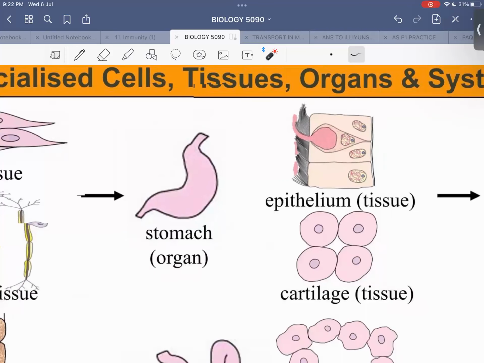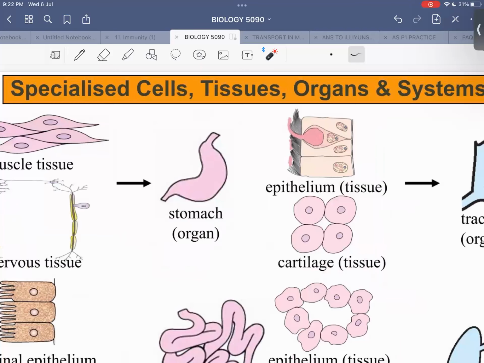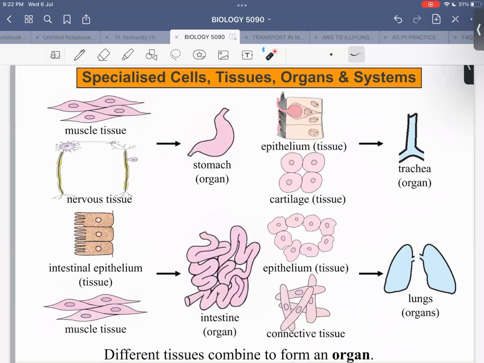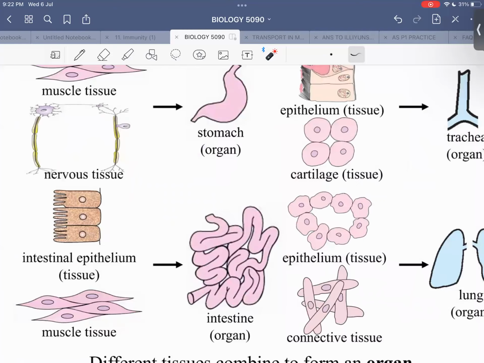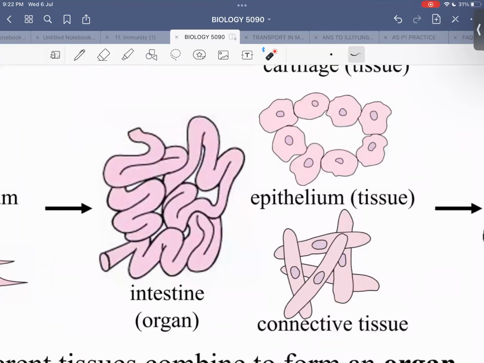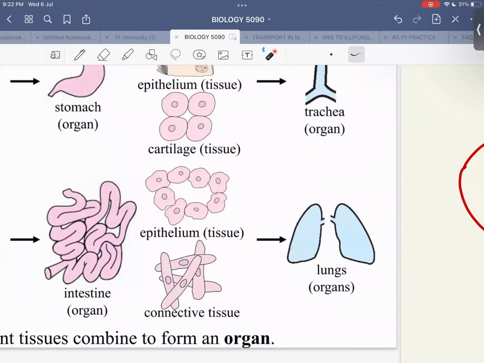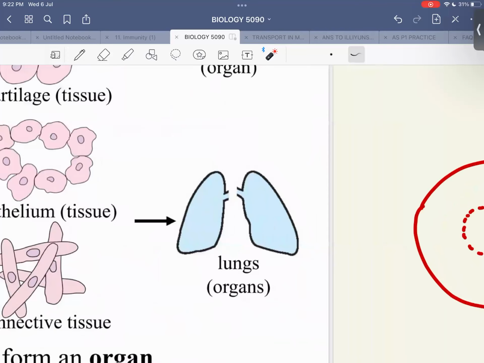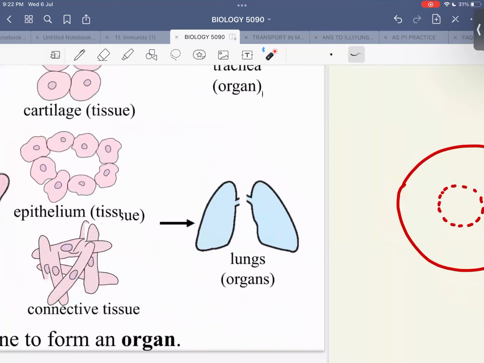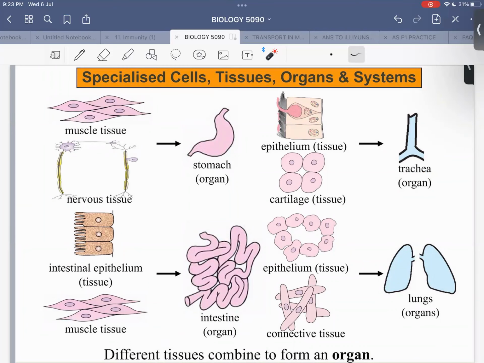Had there been no different kinds of these tissues, there would not have been any organ inside your body. It is all these different tissues combining to form an organ so that they can perform a special function. Just like the stomach is an organ, the intestine is also an organ, a combination of different tissues working together. Similarly, lungs are also organs made up of different tissues working together to perform a special function, right? So we need to have these specialized cells. If there were no specialized cells, our body would not have been able to perform so many different functions at the same time.